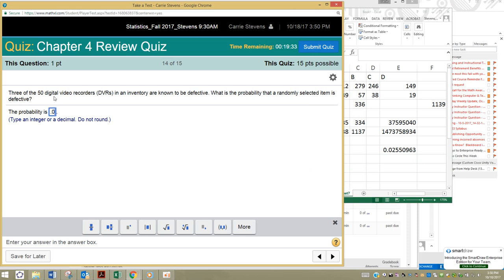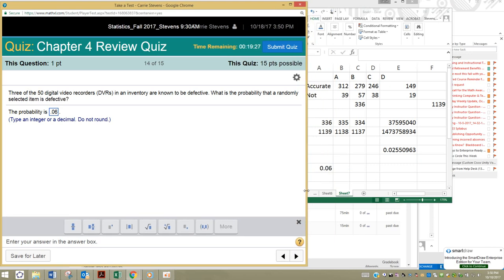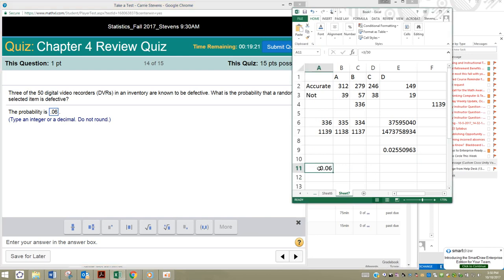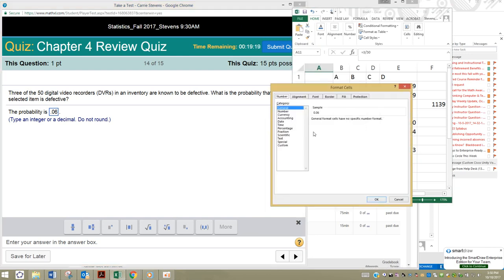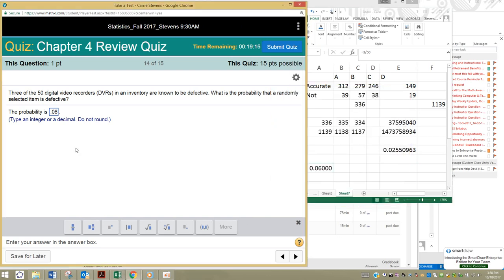It's not "at least one" in this question. It just says just one is being selected. What's the probability that the one you pick up is going to be defective? 3 divided by 50. That's it. Let me make sure I have enough decimal places here. All right, moving on.